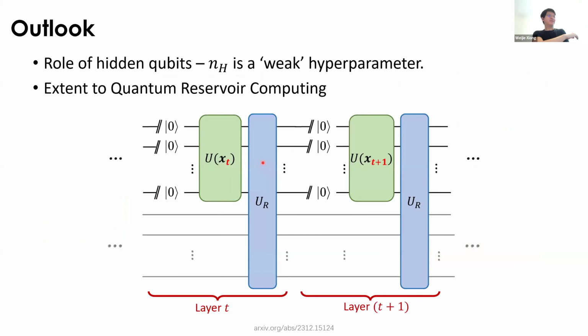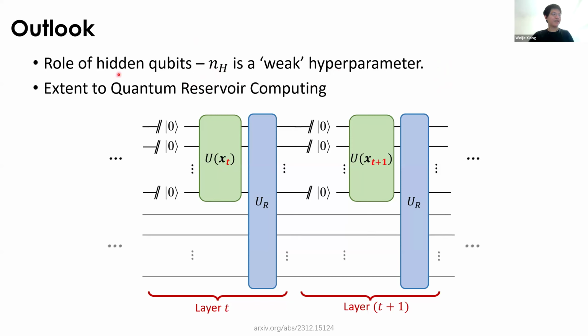So a bit of outlook of this work. What we didn't discuss in detail is the role of hidden qubits, or NH. Basically, the effect of NH cannot be captured by the Fourier expressivity. So it's kind of a weak hyperparameter. But we also expect that maybe if you increase NH, you can get a larger flexibility for the potential Fourier coefficients.